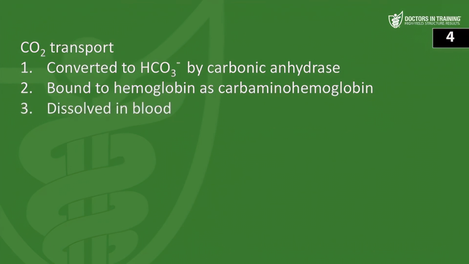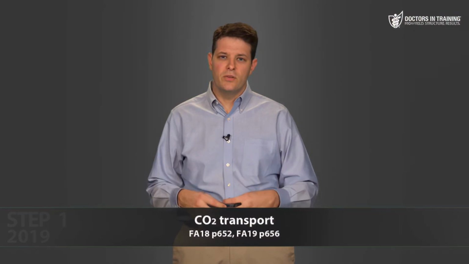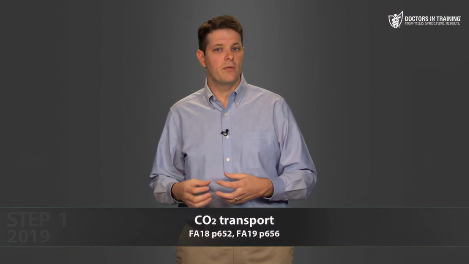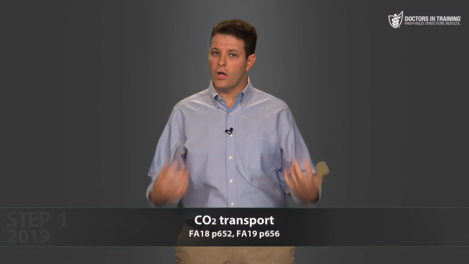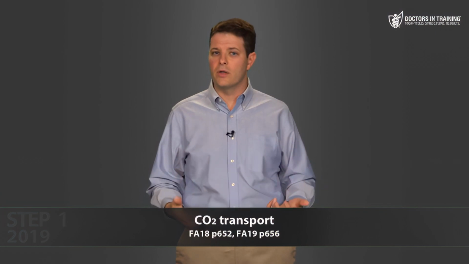And then also, some of the CO2 is dissolved in your blood. And that dissolved CO2 is what you can measure with an ABG. Now, in the tissues, CO2 binds to the hemoglobin. We know that the presence of CO2 favors the T form of hemoglobin, that taut form, the oxygen unloading form.